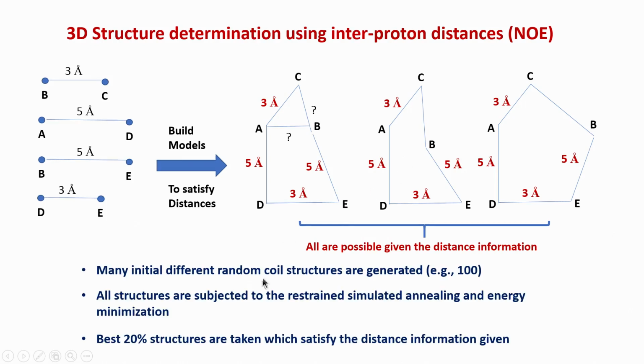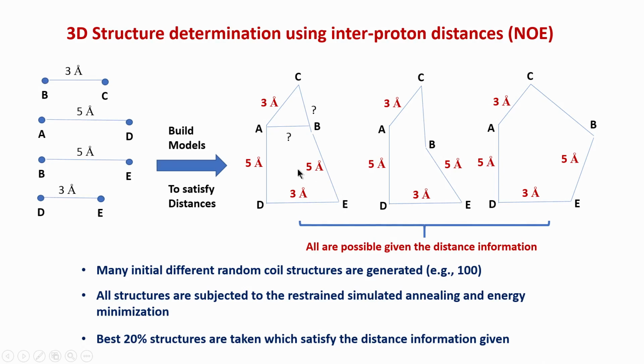Therefore, in NMR what we do is we start from many different initial random coil structures, for example 100 of them, then all of them are subjected to the same energy minimization, and each time it will give me a different geometry or different structure, because each time it does not know where to fit this B. Sometimes one structure may give me this result, another model may give me another result. So, out of 100 I may get all different models. What I do is I take the best 20 of the 100 which satisfy the distances.